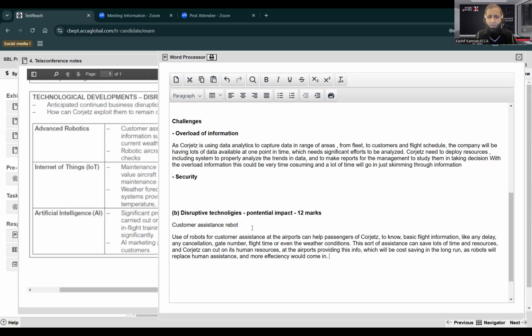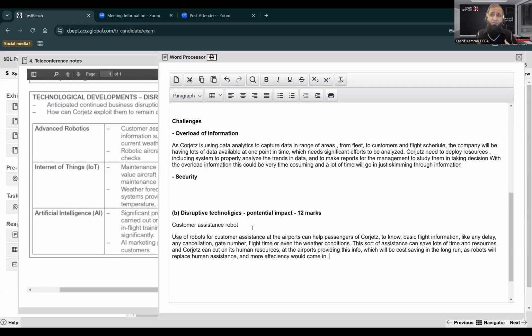Full stop. So use of robots for customer assistance at the airport can help passengers of CodeJets to know the basic information about the flight they're boarding on. This sort of assistance can save a lot of time and resources, and CodeJets can cut on the human resources they've already been using for this, and instead replace that with the robots.